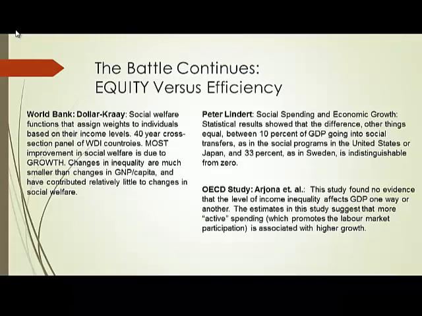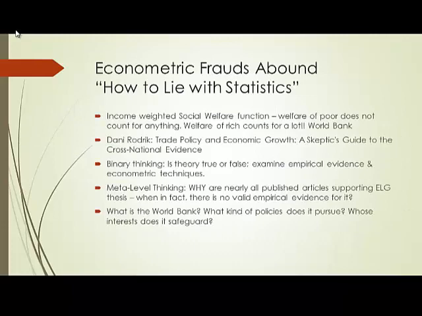Now, why are they getting opposite results? This is very interesting. Basically, it's due to econometric fraud. One of the first books, a very early book, is called How to Lie with Statistics, and today they have gotten very sophisticated about how we can tell lies using econometric techniques.